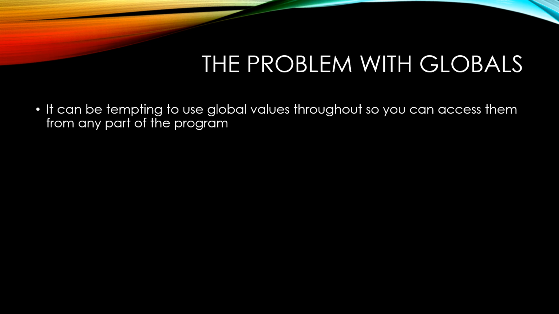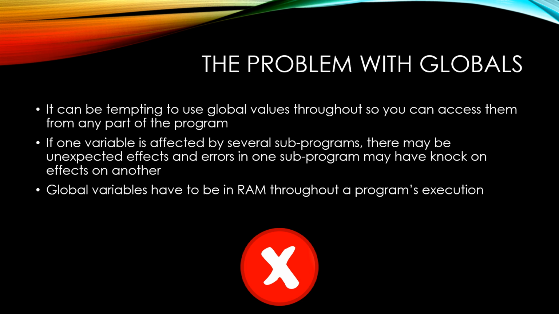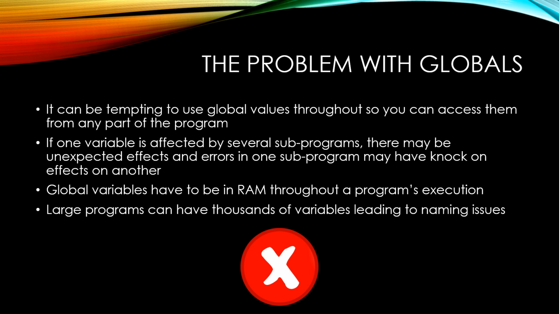It can be tempting to use global values throughout your program so you can access them from any part of the program. This might seem like a valid solution when you're just getting started and writing short programs that you're the only programmer for. However, as programs grow in size, problems will arise. If one variable is affected by several subprograms, there may be unexpected effects, and errors in one subprogram may have knock-on effects on another, making it difficult to locate the errors in your programs. Global variables also have to be in RAM throughout a program's execution. Large programs can have thousands of variables, causing this to be a bigger problem and also leading to naming issues.